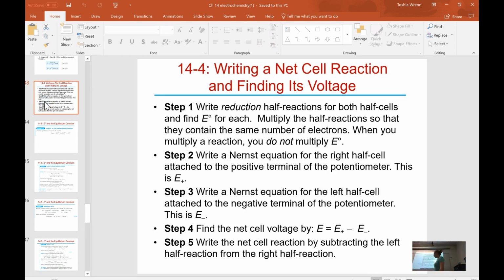So when you're looking at writing a cell reaction and finding the voltage associated with that reaction, you want to write out your half reactions. And in particular, you want to look at what the reduction half reactions both look like so that you know what you're looking for in the chart. But again, do not multiply your E's by anything. Write out your Nernst equation for the half cell reaction attached to your positive terminal. So who gets attached to the positive terminal in a galvanic cell?